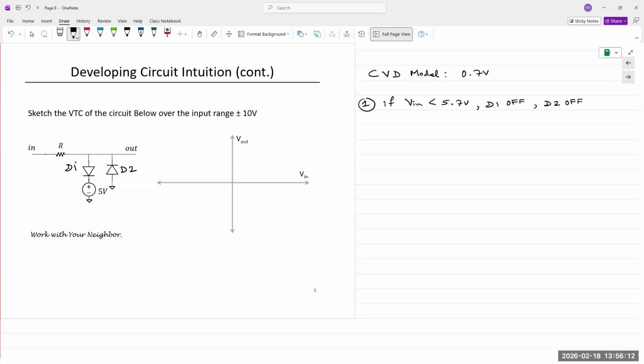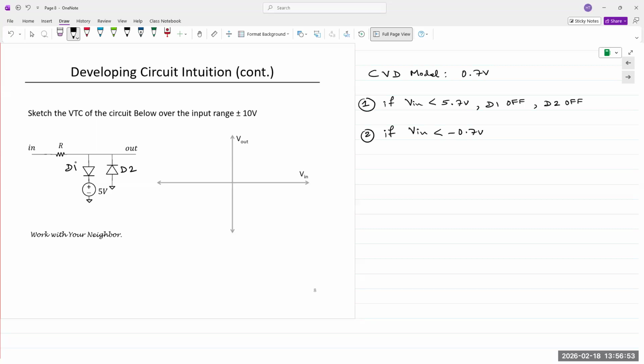The anode of diode 2 is held at the reference point or ground, which is 0. If the anode is at 0, the cathode must be negative. It has to be below 0, otherwise the diode would not turn on. So if V in is less than 5.7 volts, diode D2 would be off. But if it's below 0 volts, which is not specified, then diode D2 would be on. We don't know that yet. And that would be the second condition: if V in is less than minus 0.7.